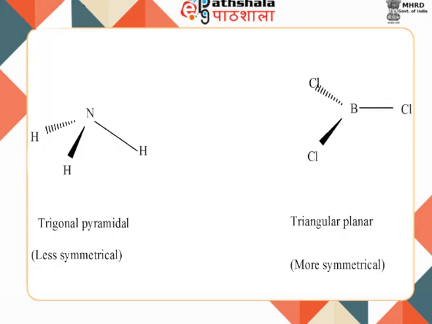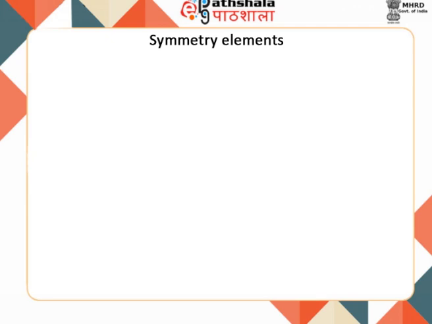Some molecules are more symmetrical, that is, have high symmetry, while some other molecules are less symmetrical, that is, have low symmetry. For example, the boron trichloride molecule is more symmetrical than the ammonia molecule. It has been illustrated in the following figure. Next, we will study symmetry elements.